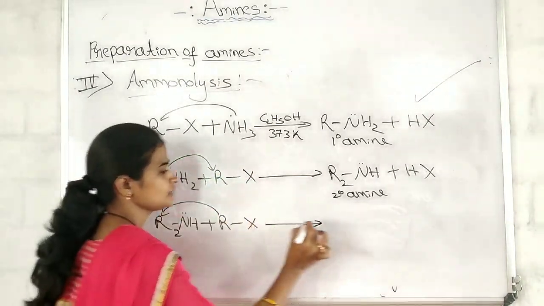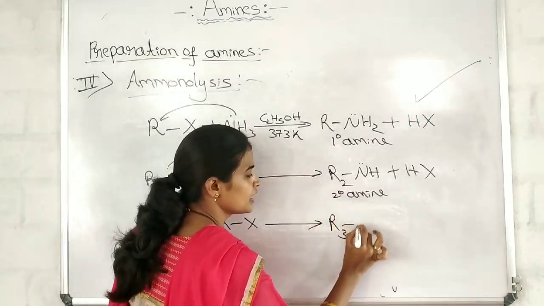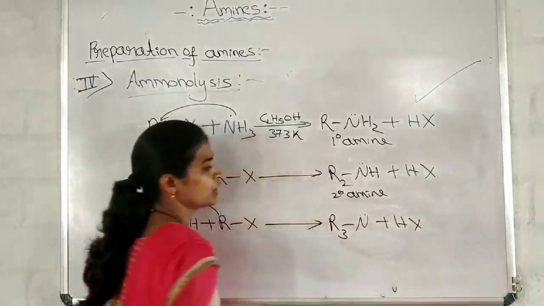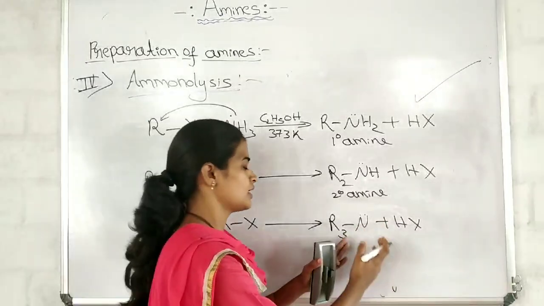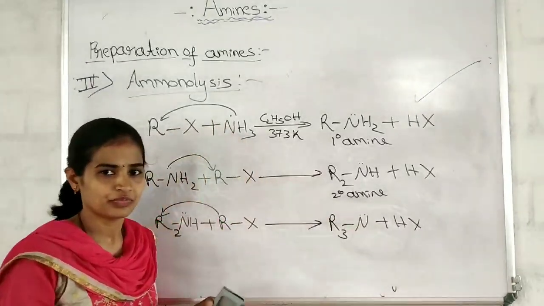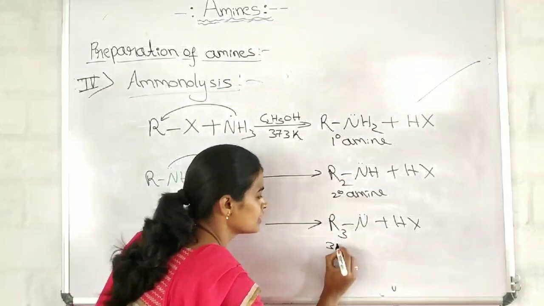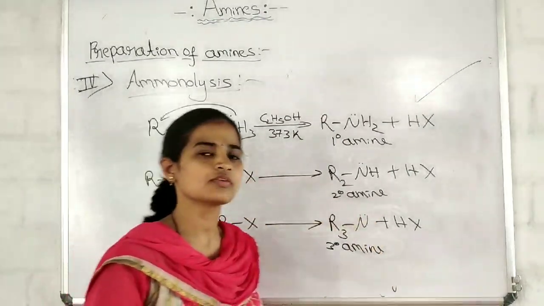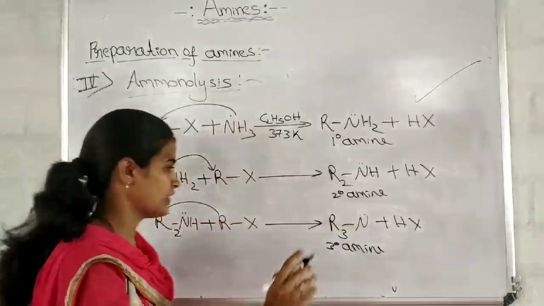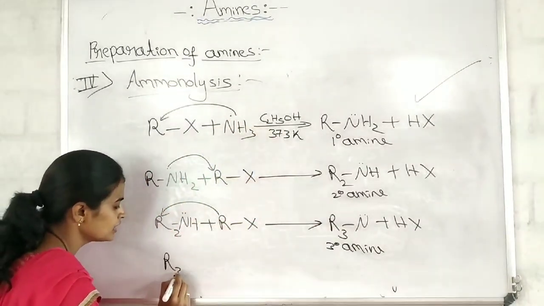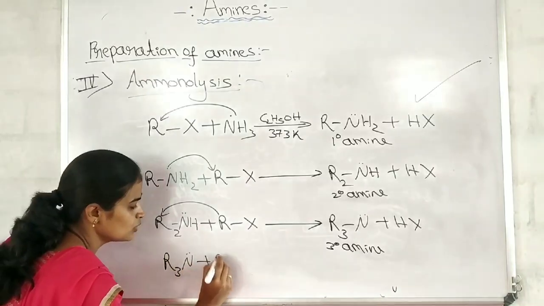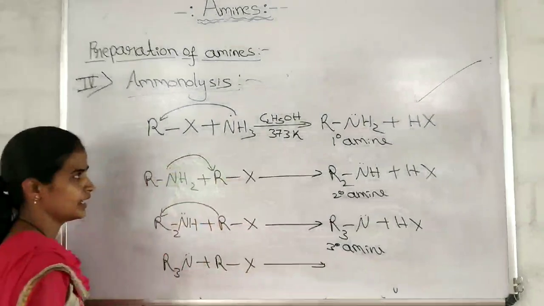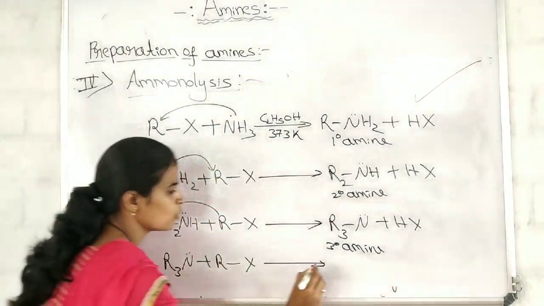Again, see, R3N plus HX. Now you may think that there are no hydrogens, so the reaction will end here. No, again the process continues. Tertiary amine, because even the tertiary amine contains a lone pair of electrons, therefore it will also act as a nucleophile. Again, the formed tertiary amine acts as a nucleophile for further bond breaking of the RX, alkyl halide. Then what is formed here?